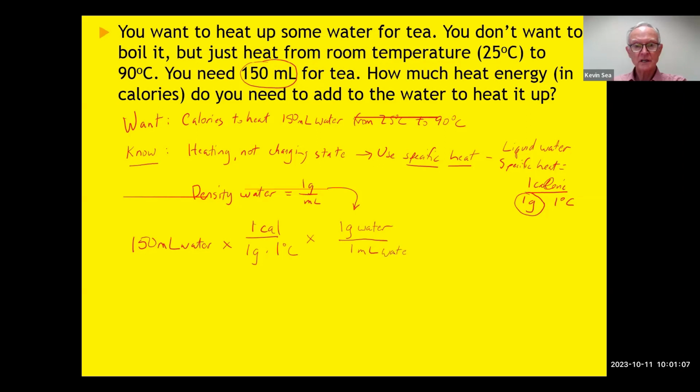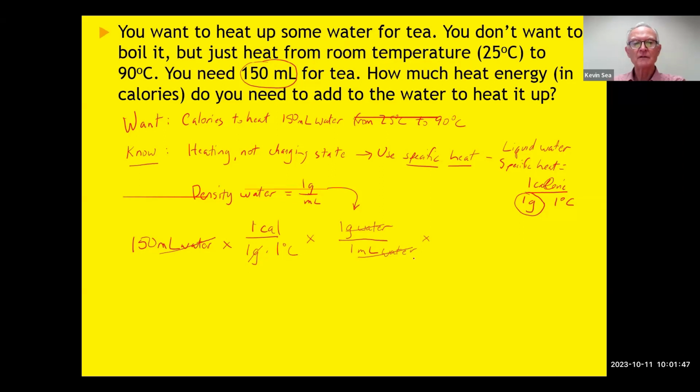So now we can cancel some units. We can cancel mils of water on the far left, crossing that out now, with mils of water in the denominator over on the right. We can cancel grams in the middle there in the denominator with grams in the numerator. And those of you who are alert probably recognize that I forgot one more factor we need to multiply, which is the number of degrees that we're going to heat this up.